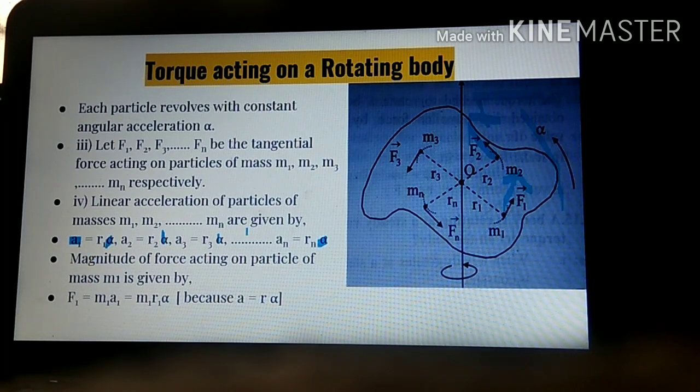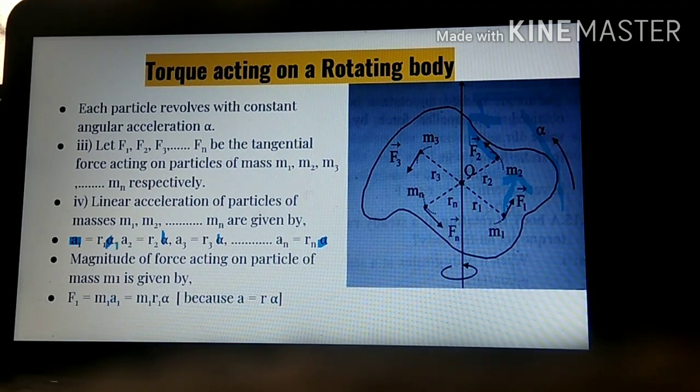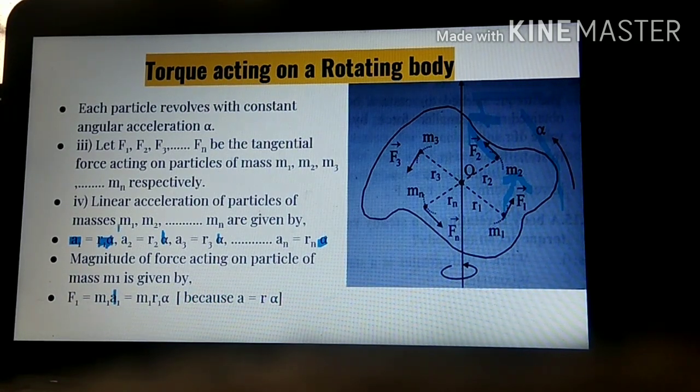So for the magnitude of the force, we know that F is equal to ma. Force is equal to mass into acceleration. So F1 is equal to m1 a1. But a1 can be written as what? R1 alpha, because alpha is what we have written over here.